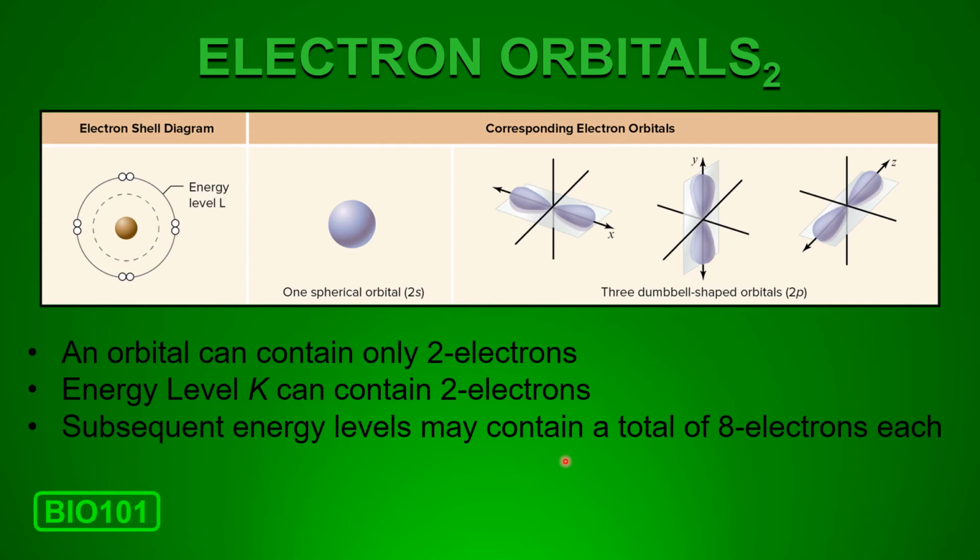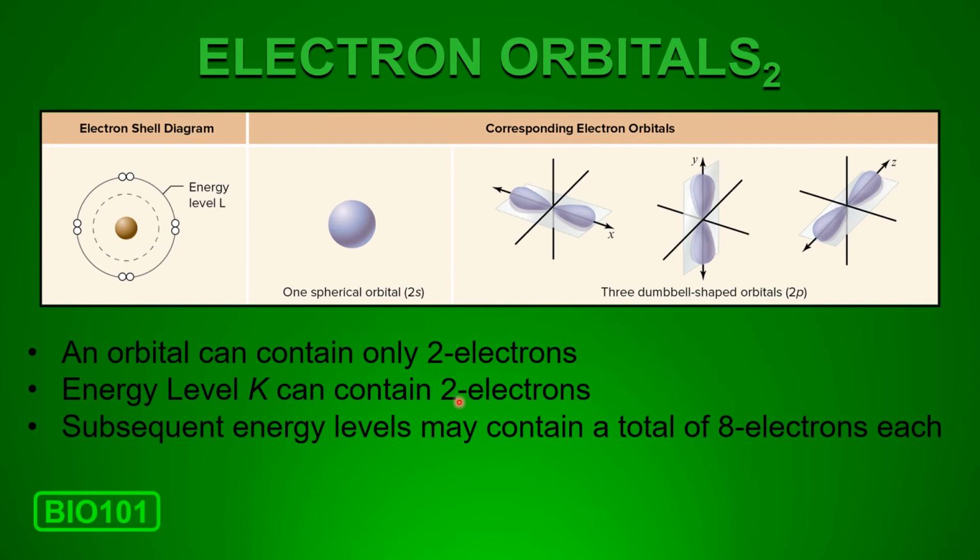Energy level K can only contain 2 electrons. Subsequent energy levels, as you move out, M, N, O, and so on, can contain a maximum of 8 electrons. That's important for you to remember. The first level K can only contain 2, no matter what atom you're talking about.